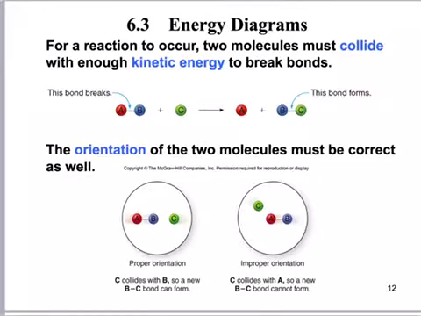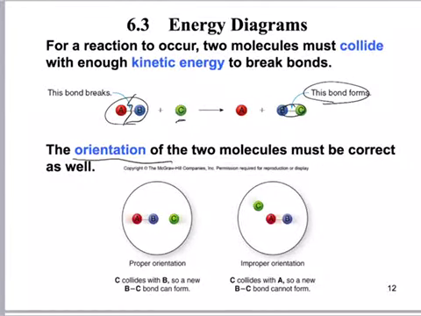Now, how does this happen? Well, for a reaction to occur, they must collide. Molecules must collide with a couple of different things. They've got to have the correct amount of energy to break the bonds. So here I've got a molecule AB reacting with C. They have to hit with enough energy so that that bond gets broken. And then that bond, the new bond, the B to C, gets formed.